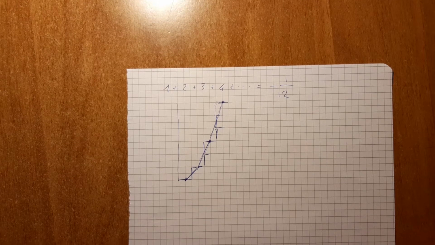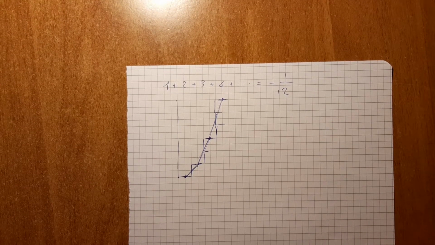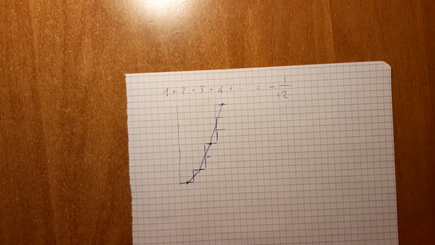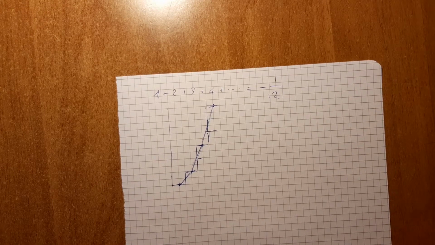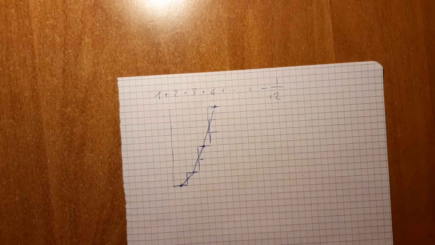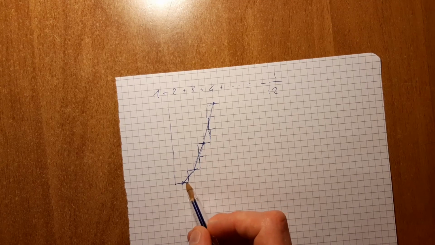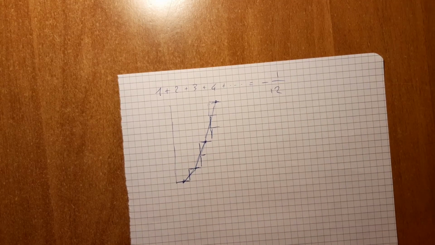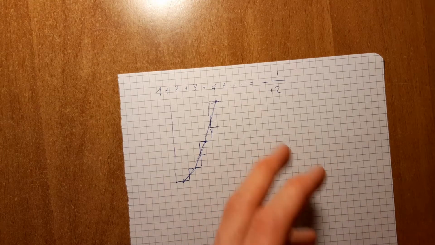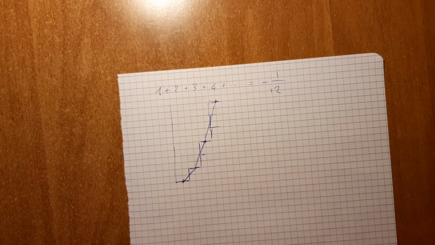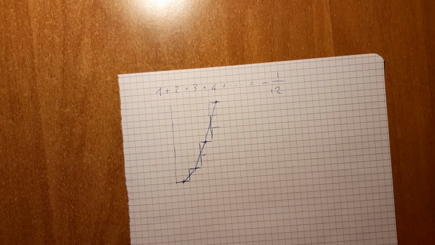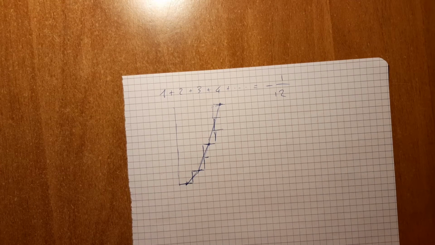Okay, let's see this very famous series: 1 plus 2 plus 3 plus 4 and so on equals minus 1 over 12. And I already drew the graph. If this is the first video on my channel about this topic that you are watching, I suggest you watch the previous videos, because I already said a lot of things.